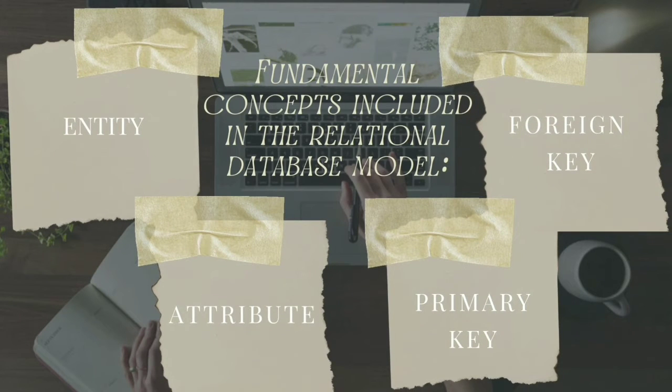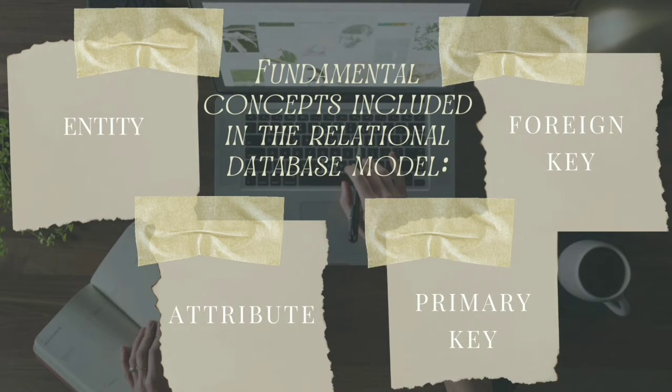Let's move on to the fundamental concepts included in the relational database model. There are 4 items in it. Number 1, entity. An entity can be a person, place, thing, transaction, or event about which information is stored. Number 2, attributes, or fields, or columns. Attributes are characteristics or properties of an entity class. For example, the columns in each table contain the attributes.